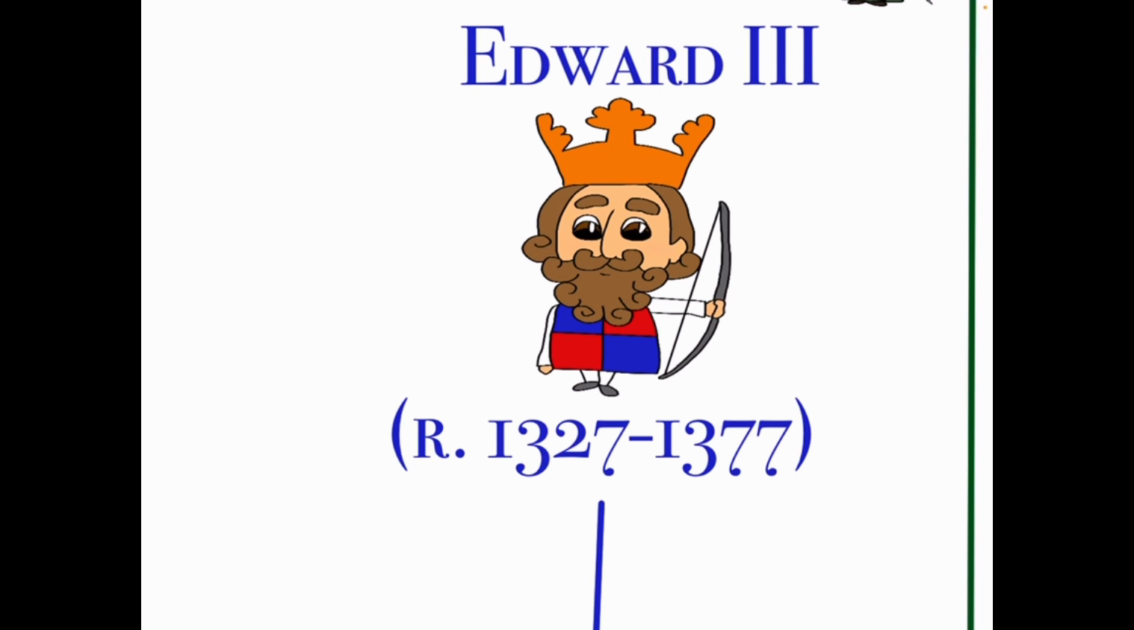He declared himself the rightful heir to the French throne. He started the 100-Year War. During that time, they used longbows and cannons for the first time. Also, during his rule, the Black Plague hit Europe.